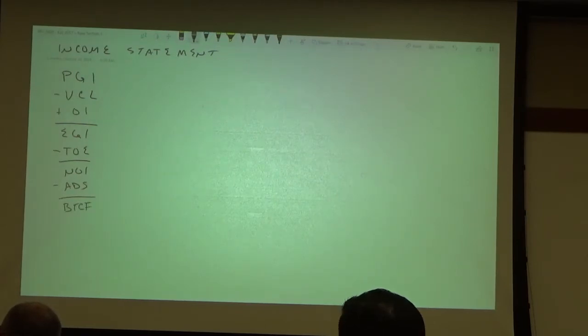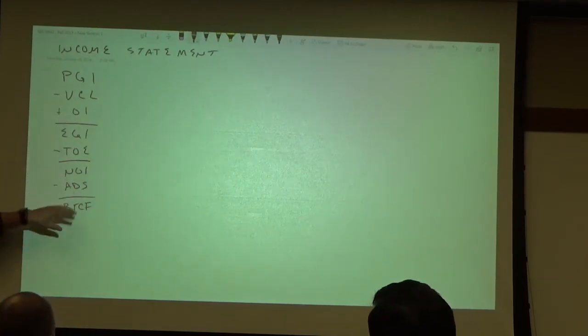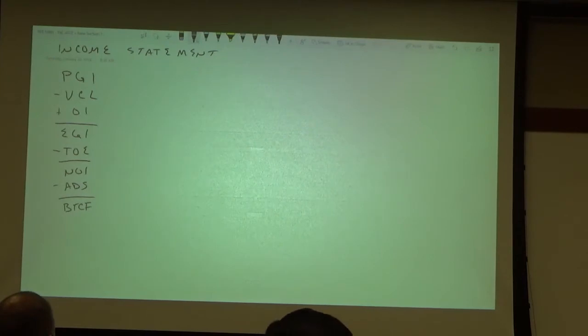Okay. Now, for those of you that took the real estate finance course, that's pretty much about as far as we went. In this course, we're going to go a few steps further. We're going to go down and be able to calculate after-tax cash flow. But we're going to get to that later. So relax on that. Let me explain each of these.